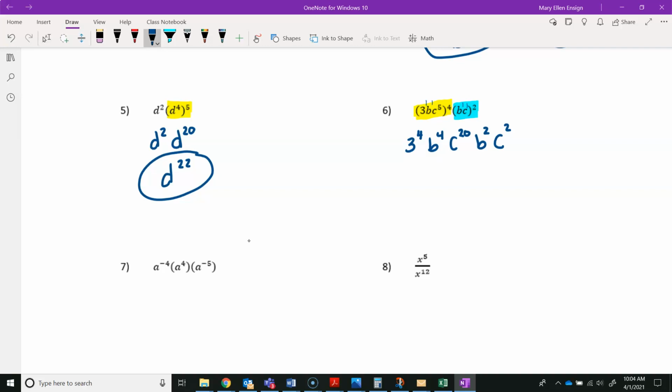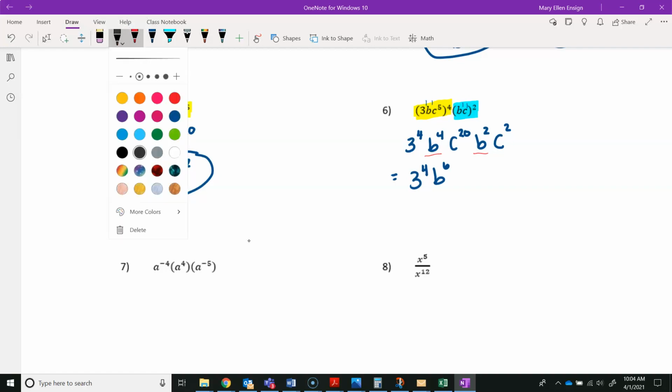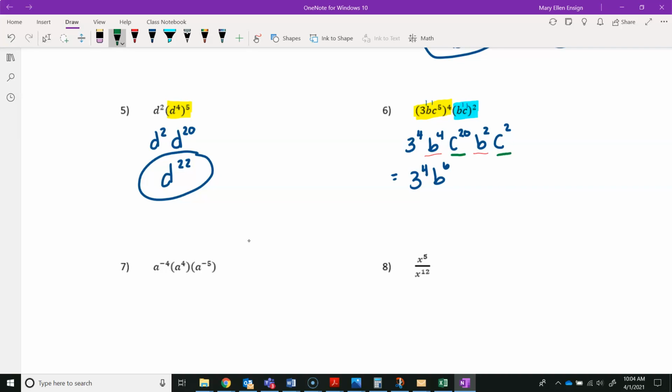So now I'm going to work with the product rule, right? So I have 3 to the 4th, and then I'm looking at my b's. So I have b to the 4th times b squared, so that will be b to the 6th. And then I have my c's, also working with the product rule at this point. So I have c to the 20th and c to the 2nd, which is going to be c to the 22nd. Now in this case, I don't have any negative exponents, so I can leave it like this.